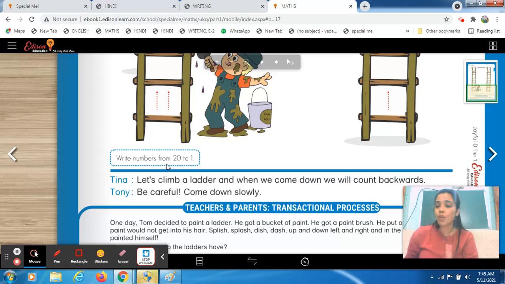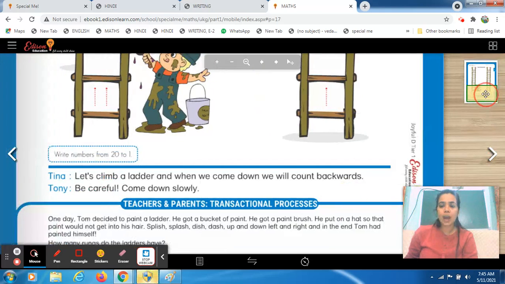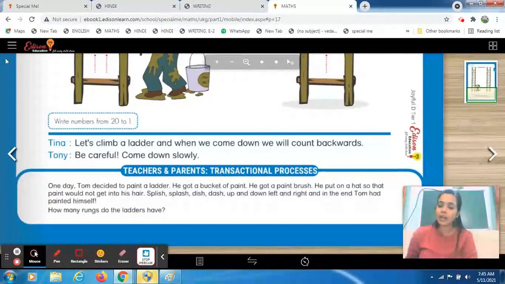You don't have to go in a rush. Fine. Okay, so students, there is a teacher and parents transactional process. So I will read this first and then in just 2 seconds we will start.